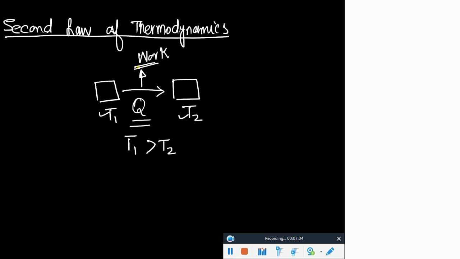Okay, so the second law of thermodynamics helps you understand those quantities. I hope I am clear about the need for the second law of thermodynamics. Why do we need it? Is there any question about it?